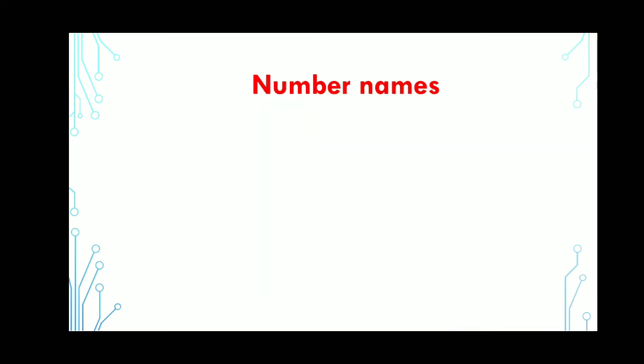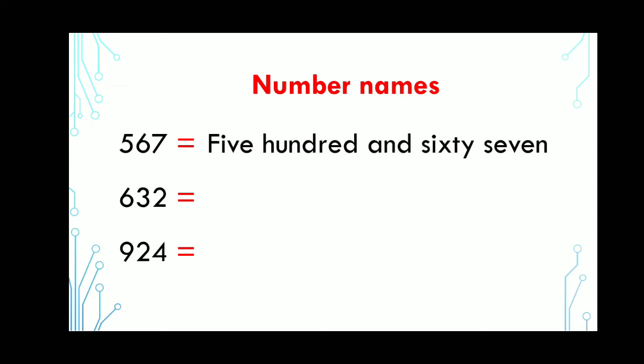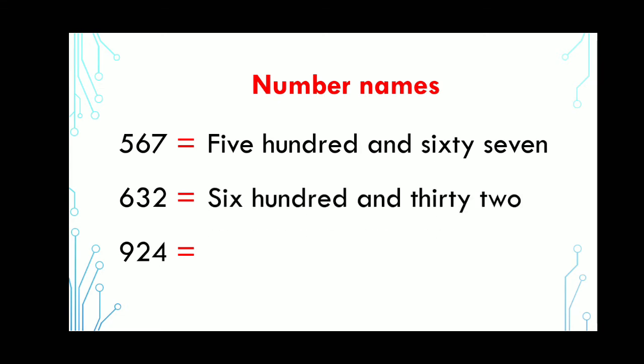Now let's start number names. As you can see, the example is given here: 567. Write the number name: 567, FIVE, 567. Now 632. Write the number name of 632: SIX, 6, HUNDRED, 100, and 32, THIRTY, 30, TWO, 2.